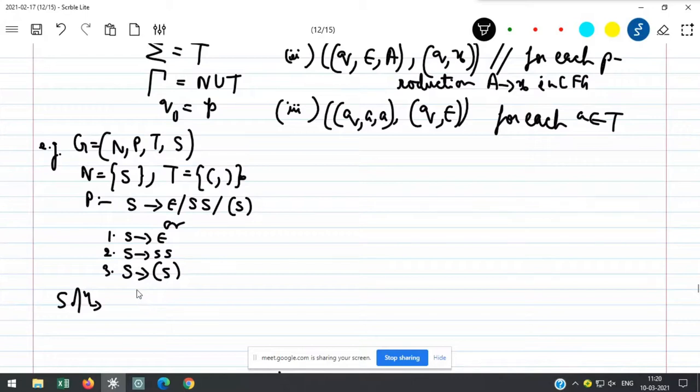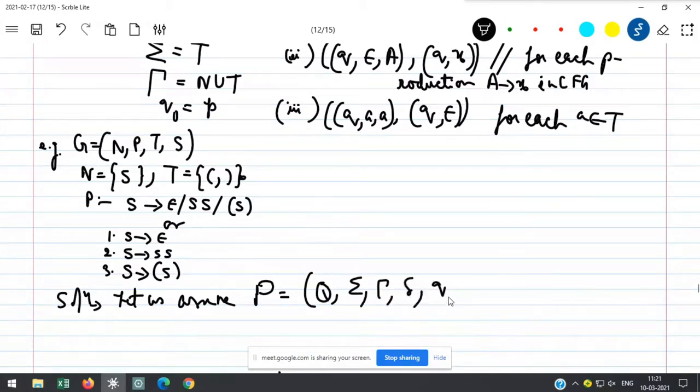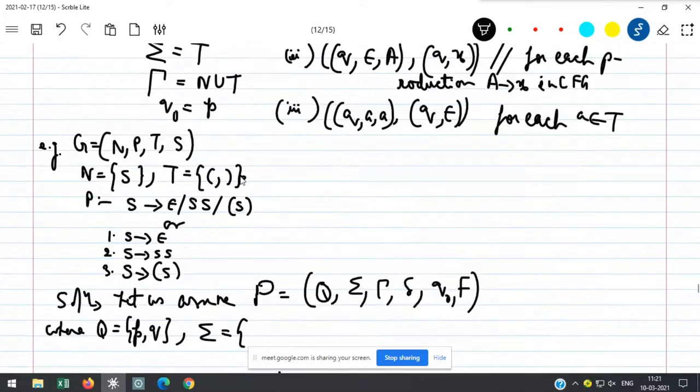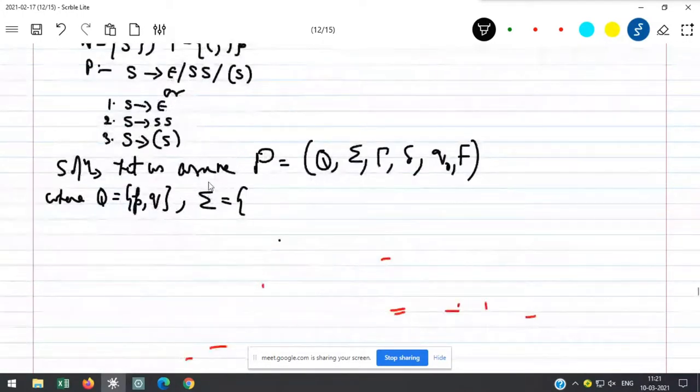Solution. Again, we are going to assume the Q comma transition, where Q will be this. Sigma will be as per the rules, the input symbol is T. As per the rules, it's T. So in our case, T is what? This one. So let me just write like this.